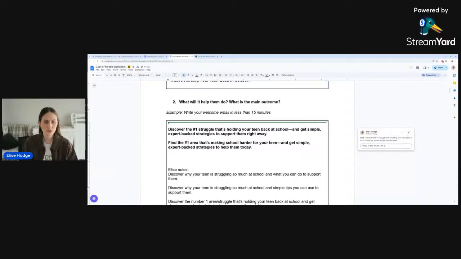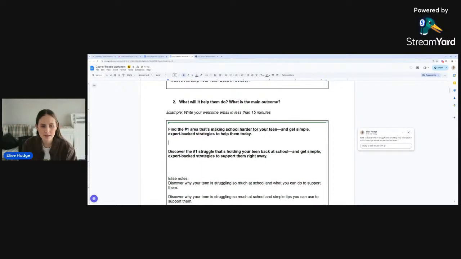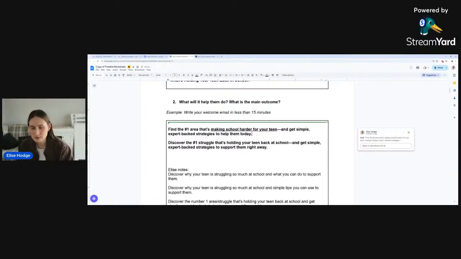I actually like strategies over ways. To support them right away, to help them today, either or, really. Yeah, it's either holding your teen back at school or making school harder for your teen. I do like the making school harder for your teen, but you know your audience best. So I'm just going to underline that. I really like that because I think it just implies that your experience is like different maybe than other people's experiences.